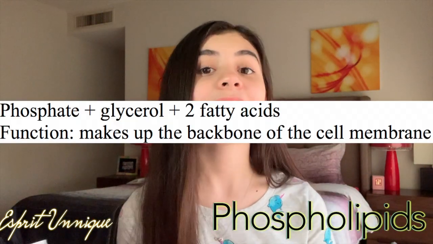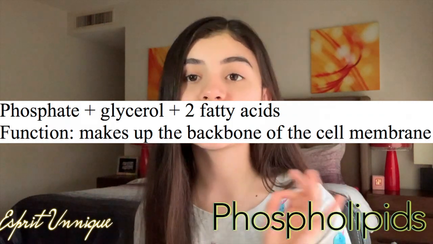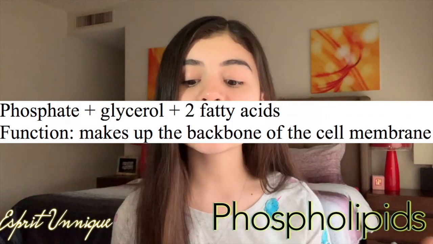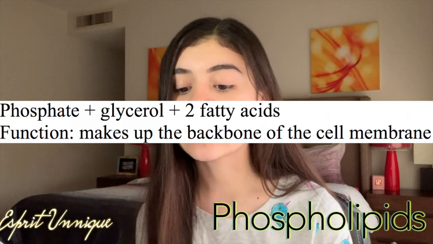Okay, I'm going to begin with the plasma membrane structure and function. So inside the plasma membrane, there are phospholipids. Its structure is phosphate plus glycerol plus 2 fatty acids. And its function is that it makes the backbone of the cell membrane.